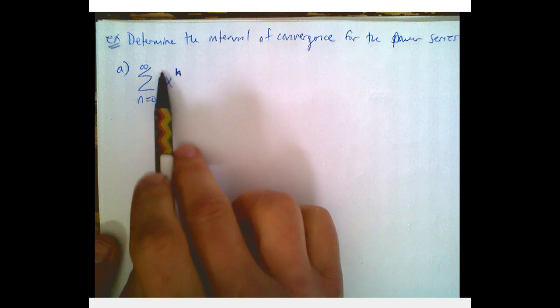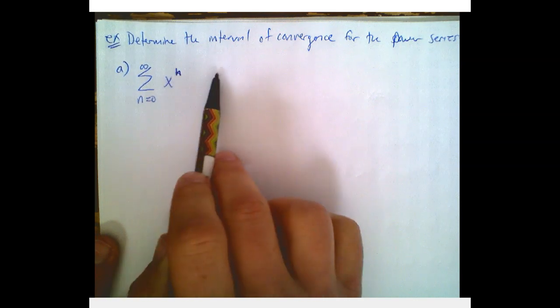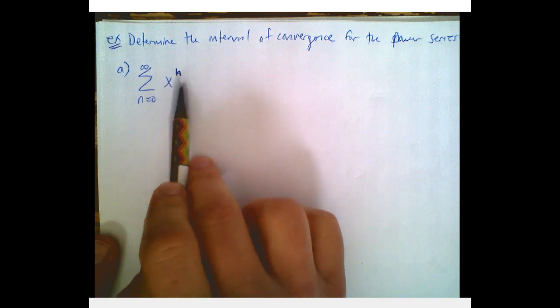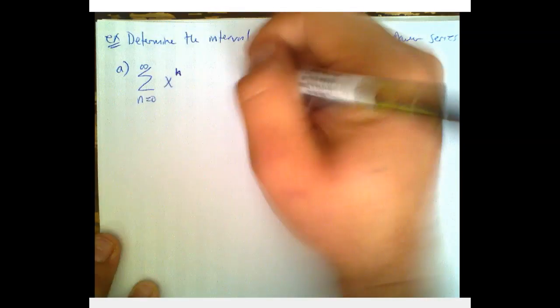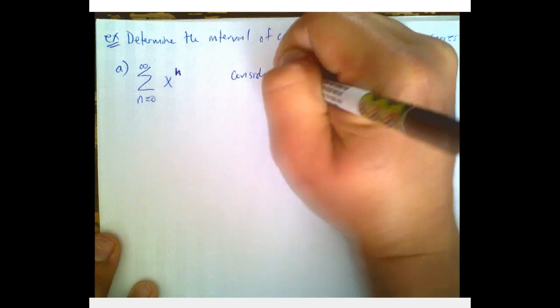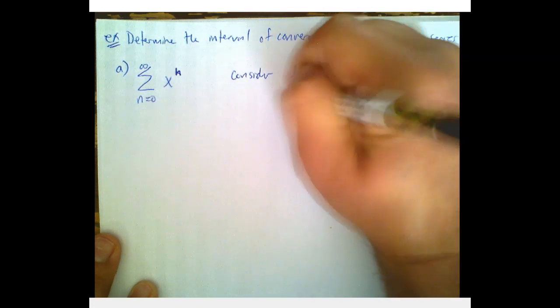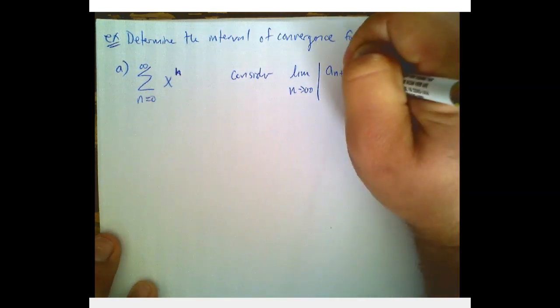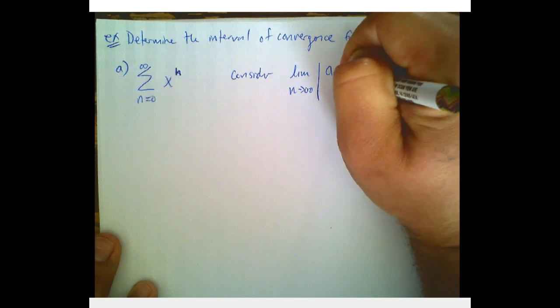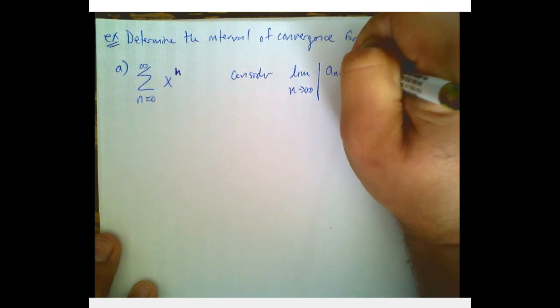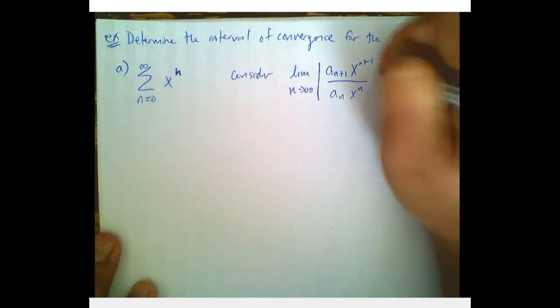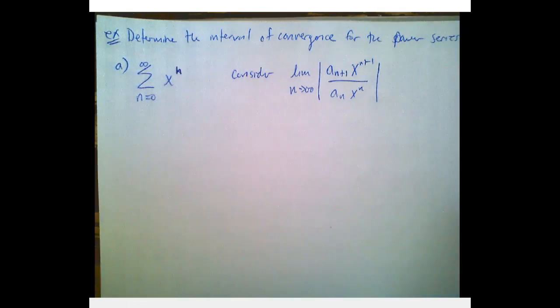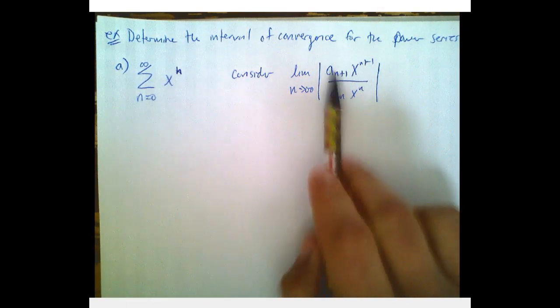All right, so to perform the absolute ratio test, what we do is just take the ratio of the n plus 1 and n terms and the absolute value of those. So we consider the limit as n goes to infinity of the absolute value of a_(n+1) x to the n plus 1 over a_n x to the n. Okay. So this is basically just our ratio test.